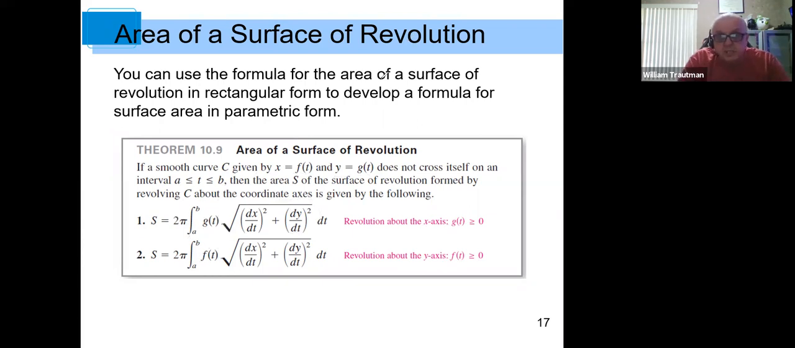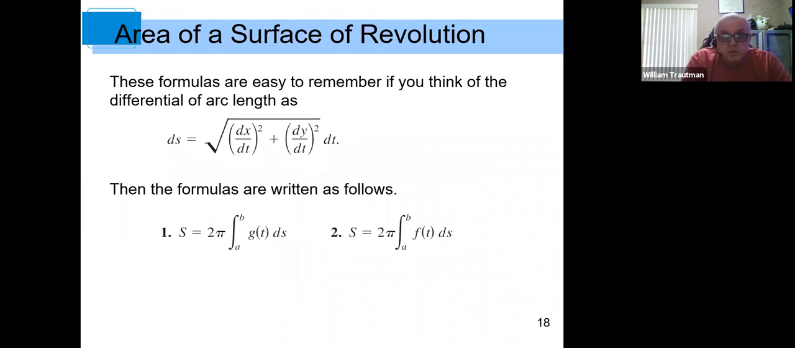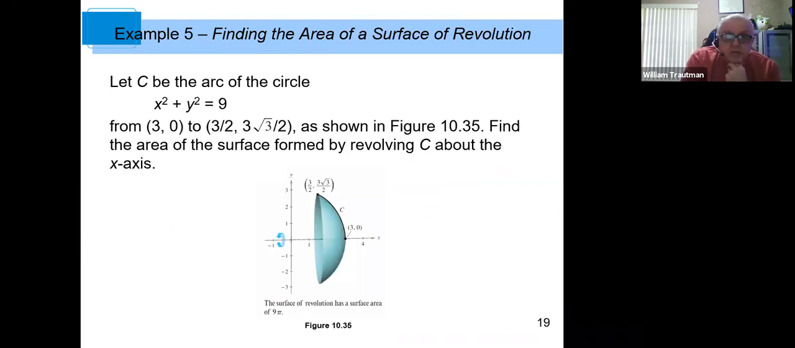All right, so let's take a look at this. And they're just explaining, hey, this formula is really similar to the arc length. All right, so let C be the arc of the circle, x squared plus y squared equals 9. Here's what we're going to be doing. Revolving about the x-axis. This thing is going to be revolving around the x-axis. And they give us this coordinate, and they gave us this coordinate.